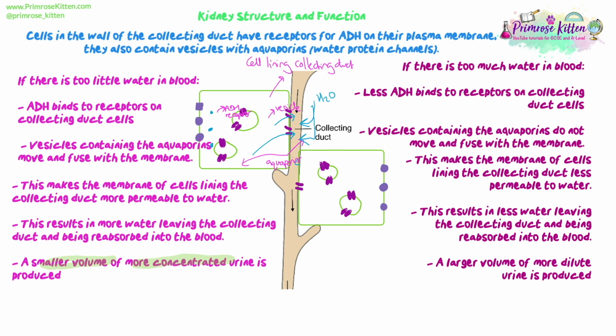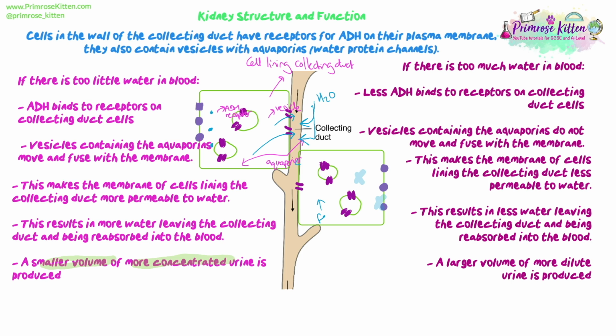Obviously, if we think about the opposite, then the opposite happens. So if there's too much water in the blood, less ADH binds to receptors. So there's no ADH or very little ADH binding to receptors at all. The vesicles containing the aquaporins do not move, and so they don't fuse with the membrane. So this makes the membrane of the cells slightly less permeable to water. And so less water leaves the collecting duct and filtrate and goes into the blood.